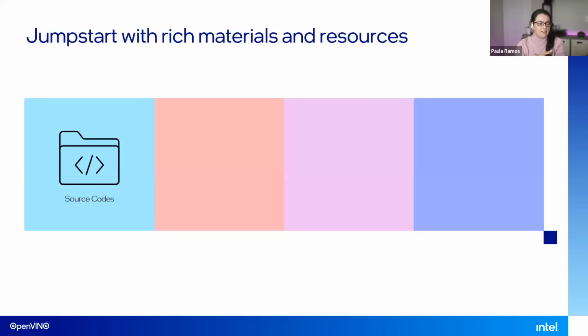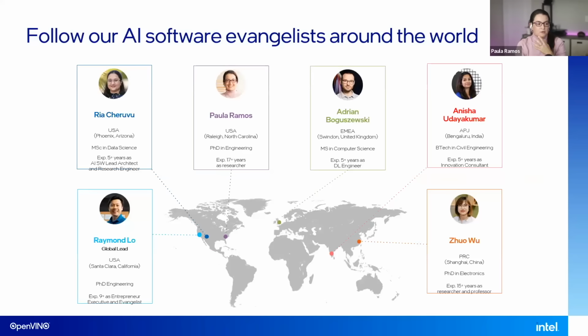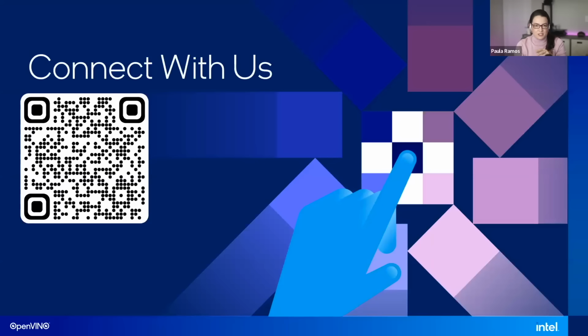What kind of things can you find there? You can find the source code, the Jupyter notebooks, videos, and also all the articles and white papers that we have for you. This is a big effort that we have made around the globe with the evangelist team. If you are in a region, please keep in touch with us. Identify who your evangelist is, and if you have any questions, you can connect with him or her and see how we can help you in this developer journey. Please scan this QR code. You can find all of our information there.